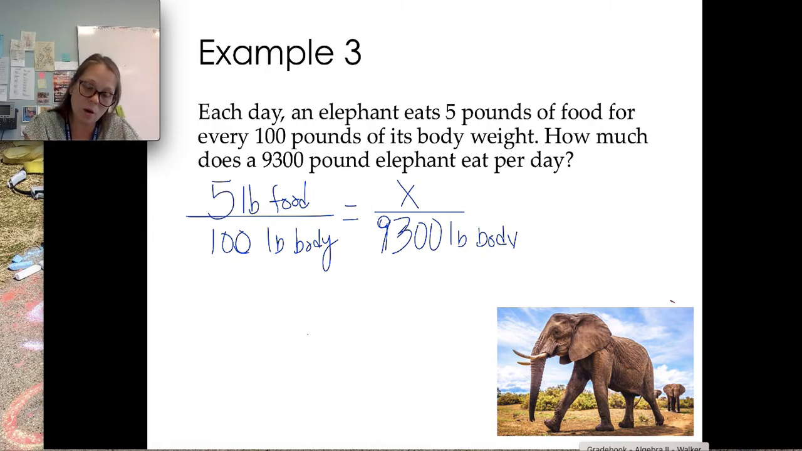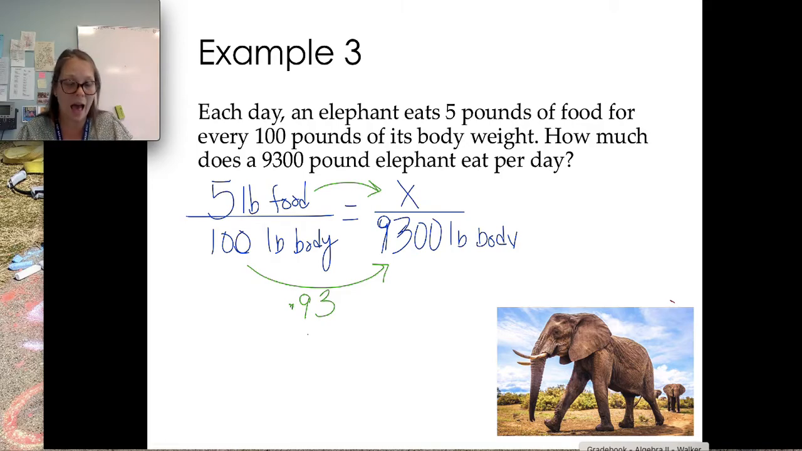We can think about, well, how are we going to get from 100 to 9,300? And that would be to multiply by 93. So that means to figure out how much food they're going to eat, we're going to take 5 and multiply it by 93. And that would get us 465 pounds of food.